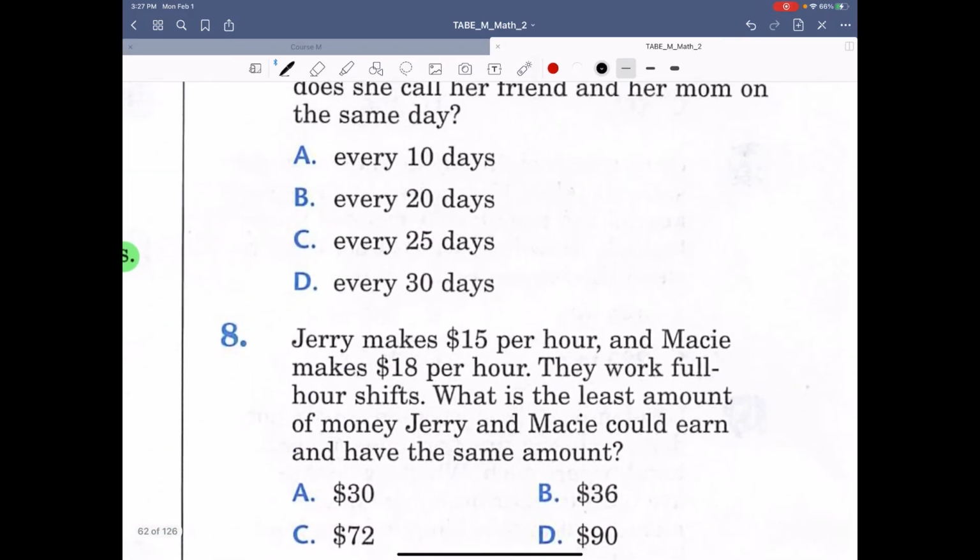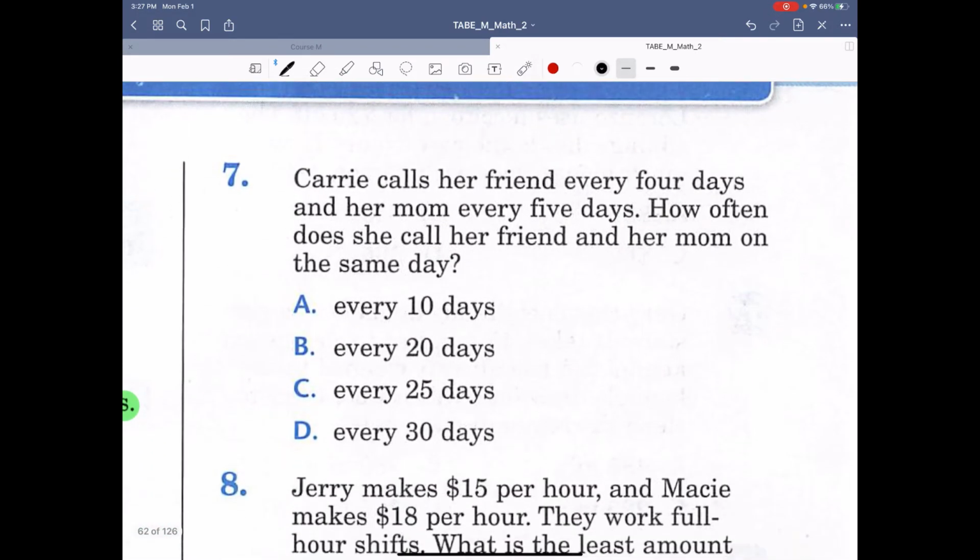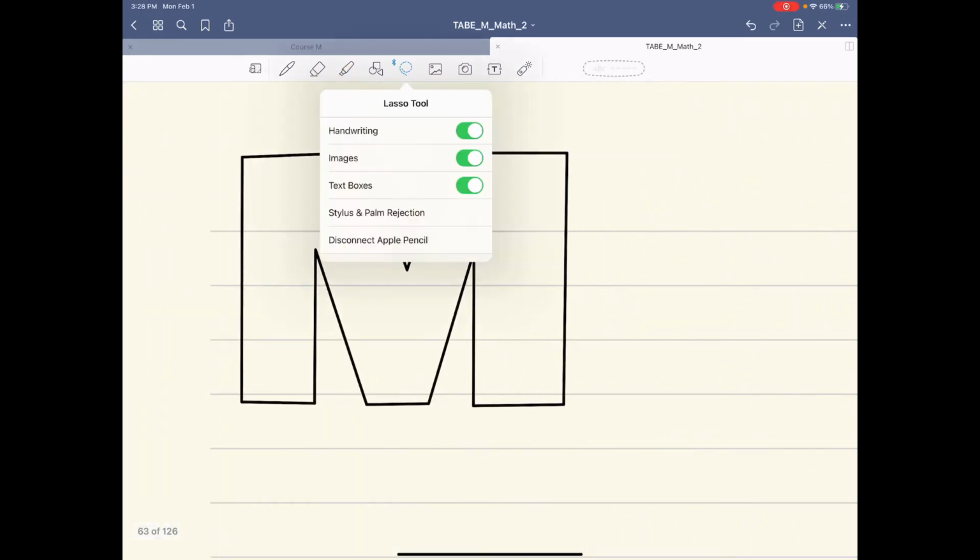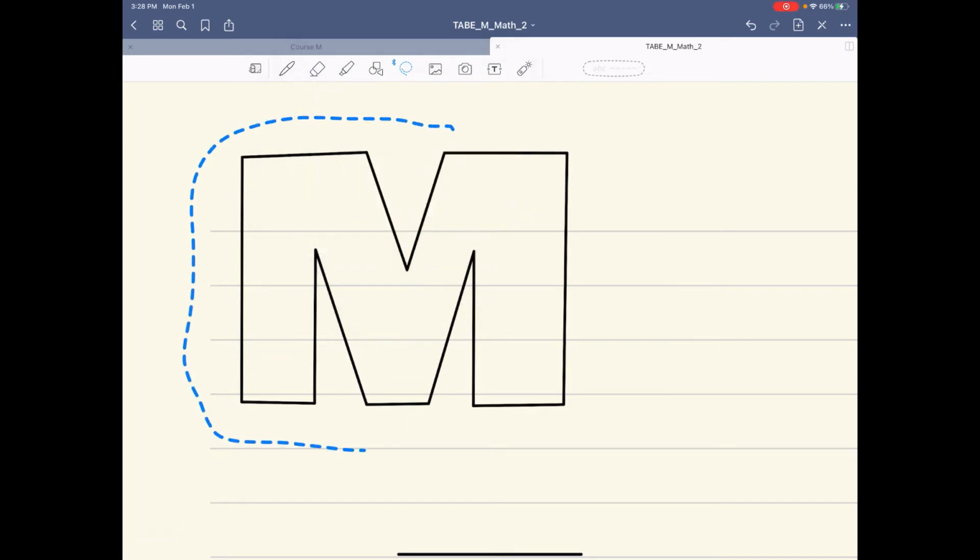Okay, number 7. Carrie calls her friend every 4 days and her mom every 5 days. How often does she call her friend and her mom on the same day? Now there's the key word. We're not breaking down into factors this time. We are building up into multiples this time. We're doing a multiple mountain.